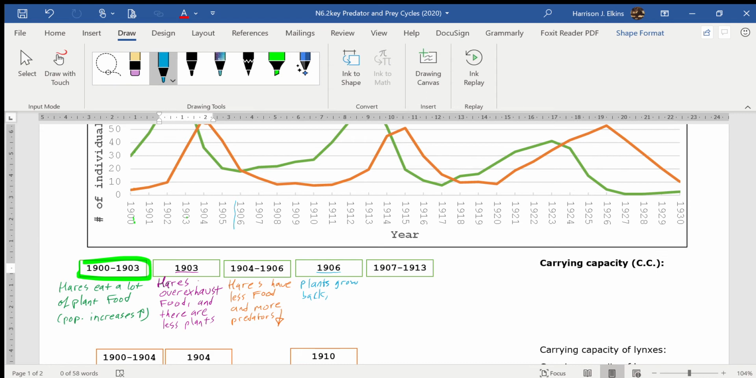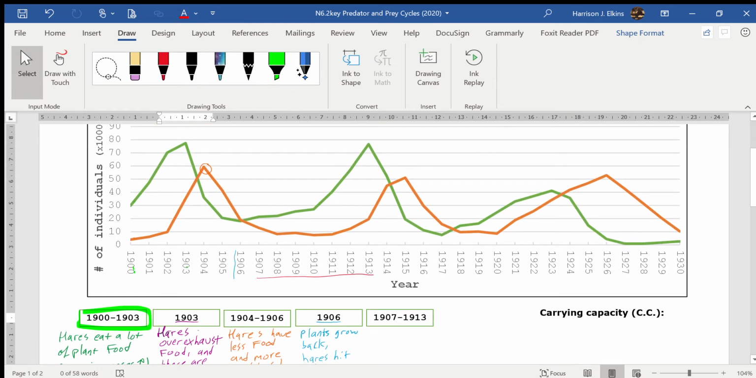We see them, though, at this exact year. The hares still hit a low point. And then as those plants are growing back, you have more food. Well, hey, that's great. Okay, so here, 1907 to 1913, we start seeing this increase again in the hare population.